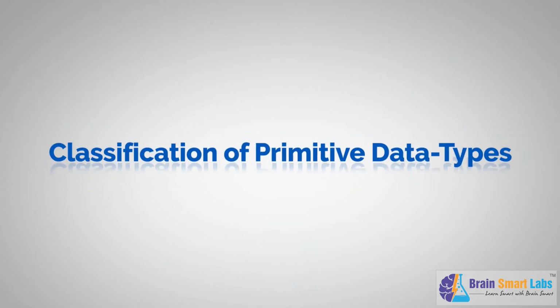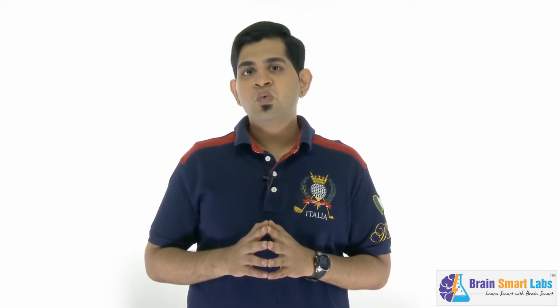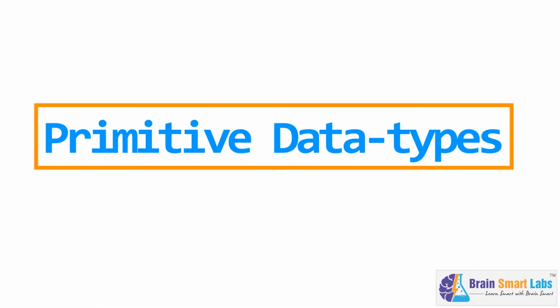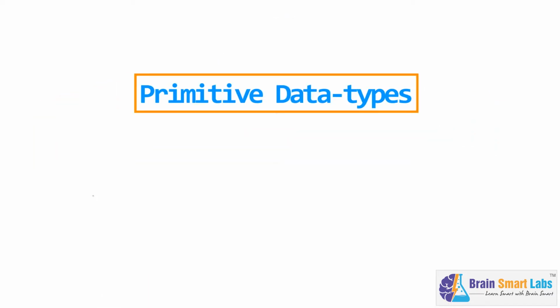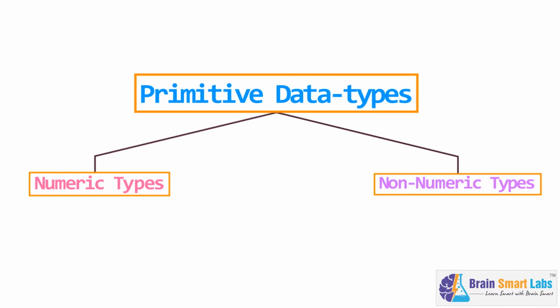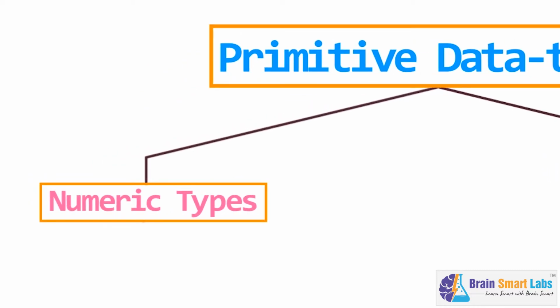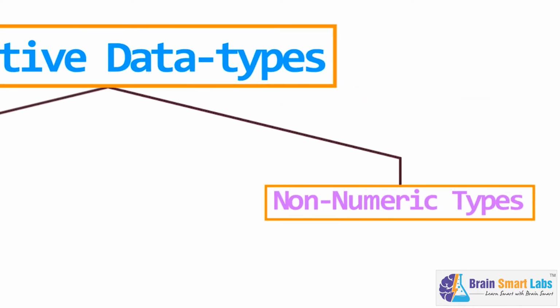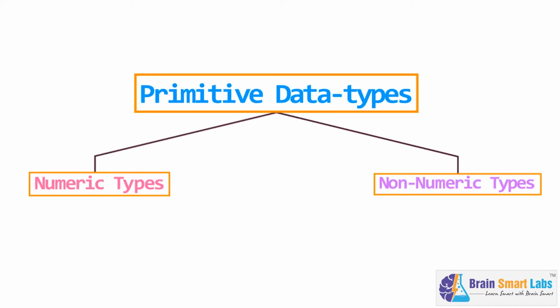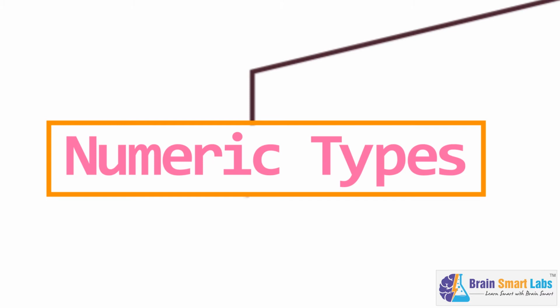Classification of primitive data types. Let us start seeing one by one how primitive data types are classified in Java. Note down this tree diagram as it is very important for your interview. Primitive data types are basically classified into two types. A. Numerical data types and B. Non-numerical data types. The data type which can hold numerical values are known as numerical data types.